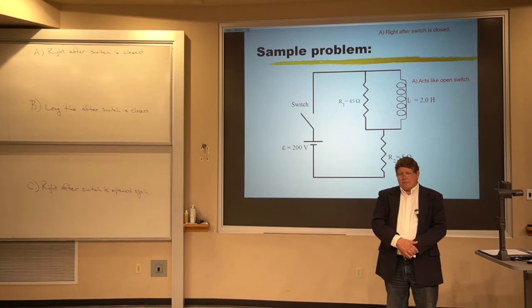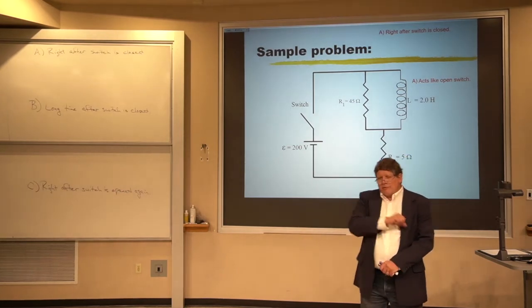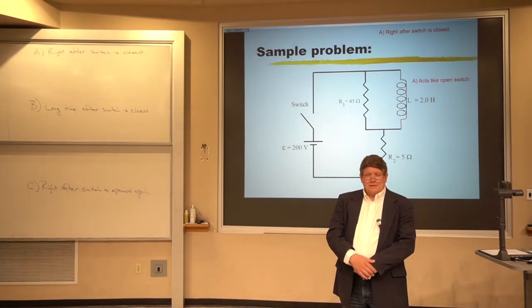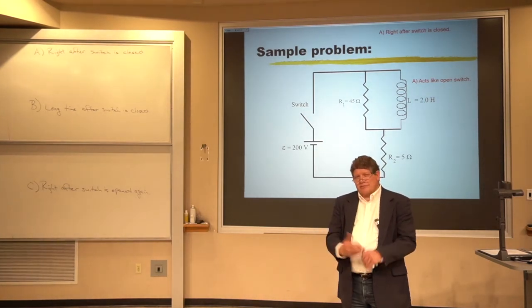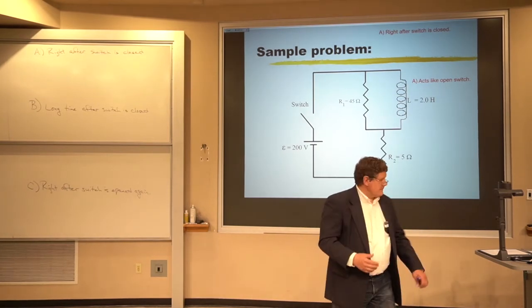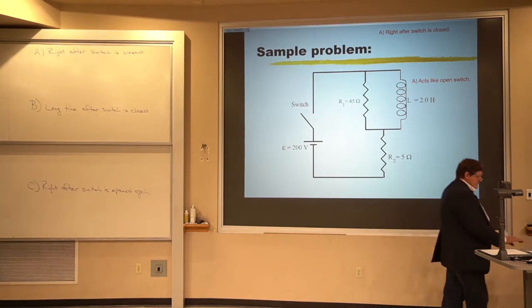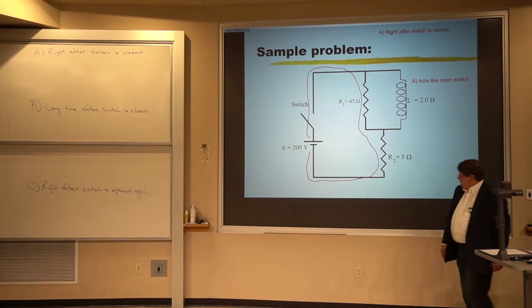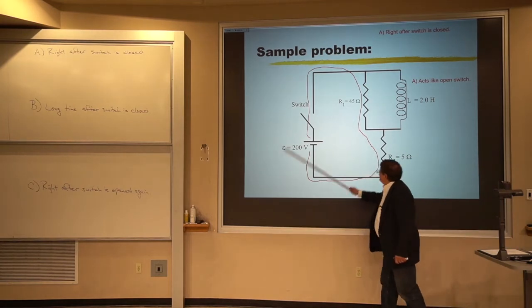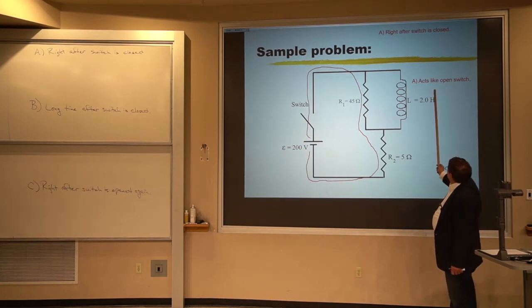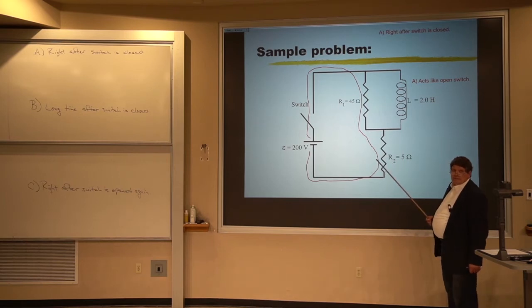Now you remember back when we were dealing with capacitors, right after we closed the switch, they were acting like a wire. But an inductor acts like an open switch. So it's kind of like the opposite of a capacitor. Okay? Now what that means, if that inductor is acting like an open switch, all the current has to go along this red path. It can't go here because that's going to be an open switch.